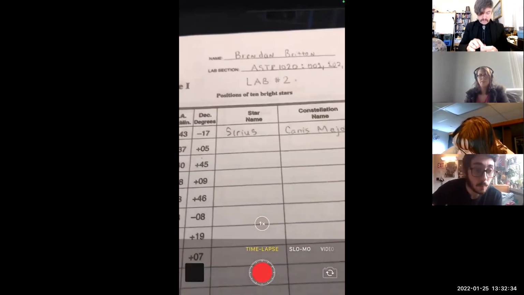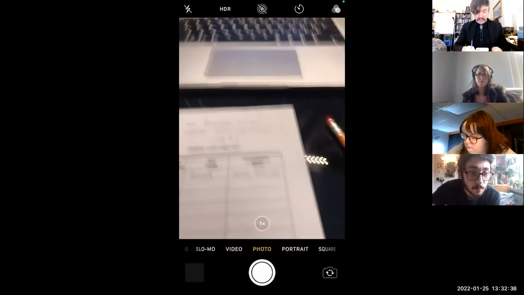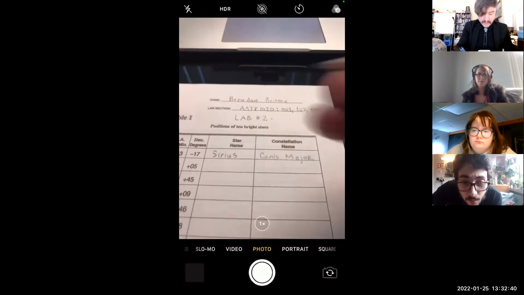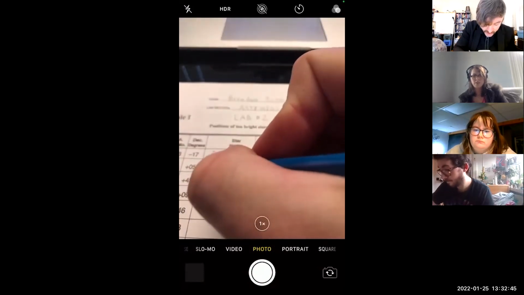Ooh, here we go. What was the constellation for the first star? I missed it. Let me get my high-tech holder in action here. The first constellation was Canis Major. So now we have Procyon in Canis Minor.